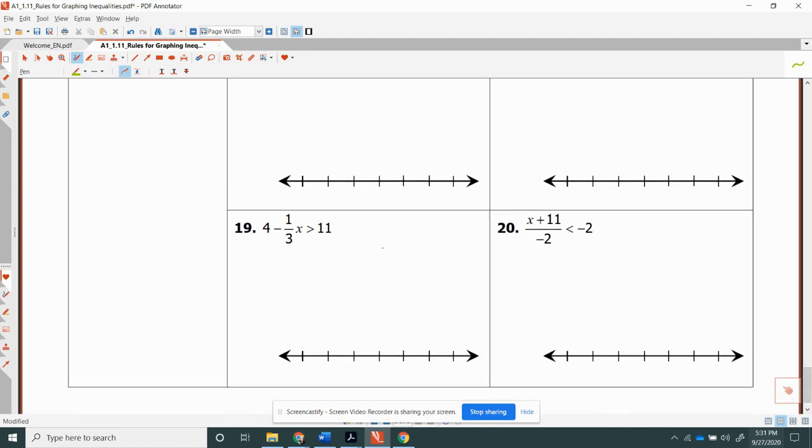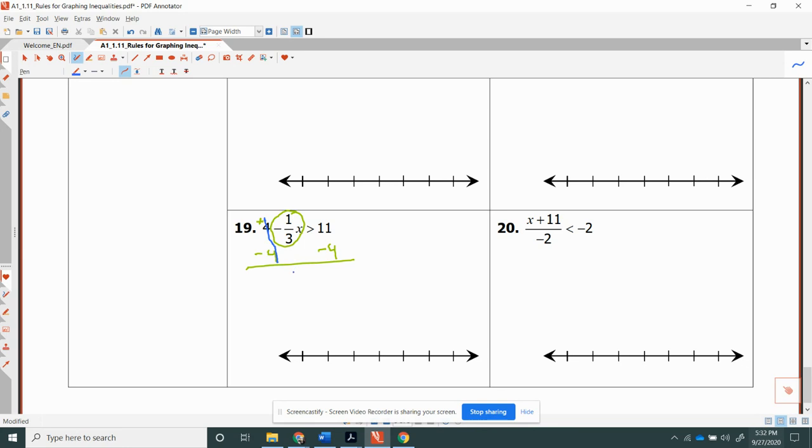You have a couple tricky ones here. Let me do number 19 for you before I let you off on your own. So what we have here is 4 minus 1/3 x is greater than 11. What we have here is an invisible positive sign. This is a +4. So the first thing we want to do is isolate this term. So we need to subtract the 4, and whatever we do to one side of an equation or inequality, we do to the other side. The scales of algebra justice must always be in balance. Let's find another color. And the 4 will cancel.